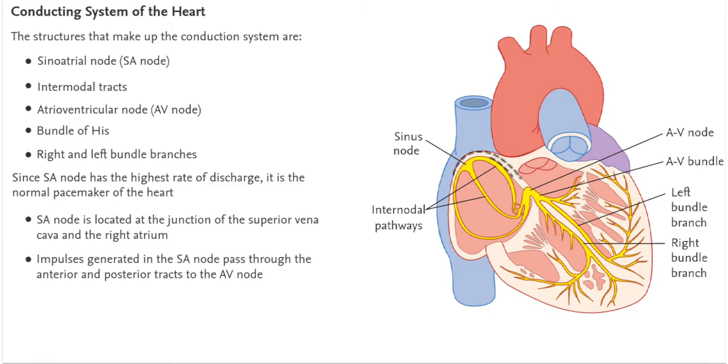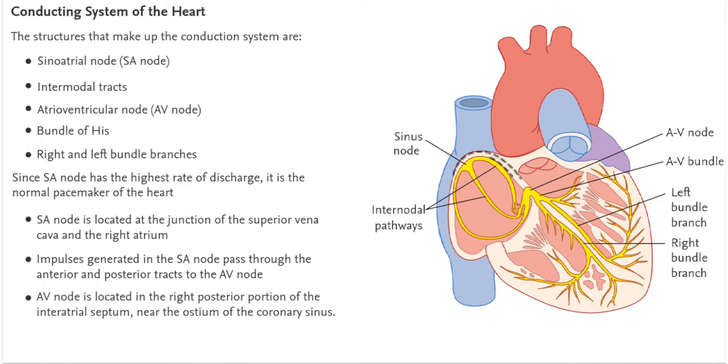Impulses generated in the SA node pass through the anterior, sometimes also called Bachmann's bundle, middle, tract of Wenckebach, and posterior, tract of Thorel, tracts to the AV node. The AV node is located in the right posterior portion of the interatrial septum, near the ostium of the coronary sinus.